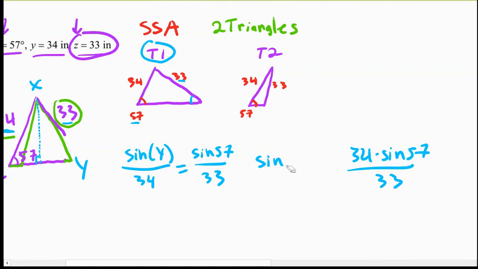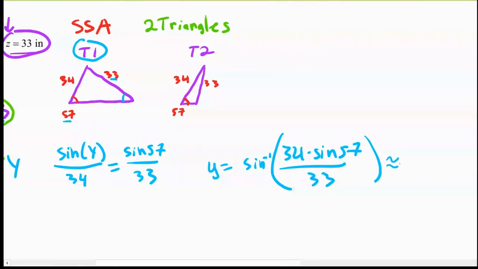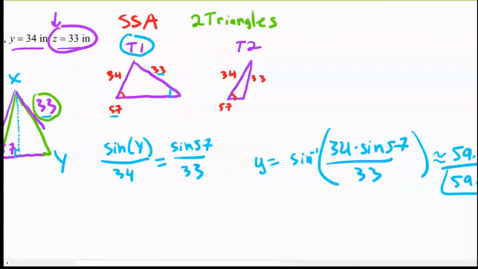And then I want to take the inverse sine of both sides to get y by itself. So in a calculator, I'm plugging in the inverse sine of 34 times sine of 57 divided by 33, which gives me my angle of about 59.778. Do I want to round that? Yeah, let's call it 59.78, just to make it nice and pretty. So that is the angle here.